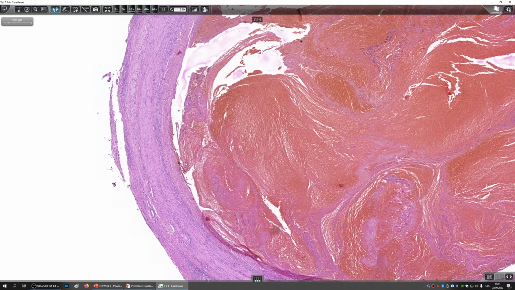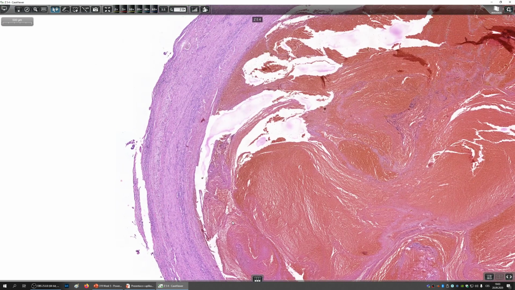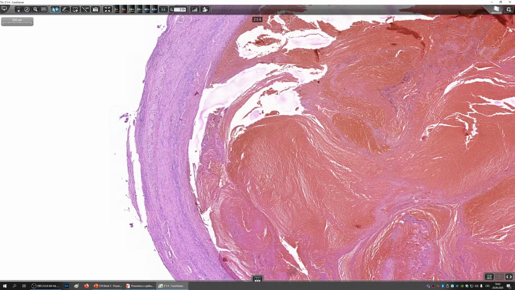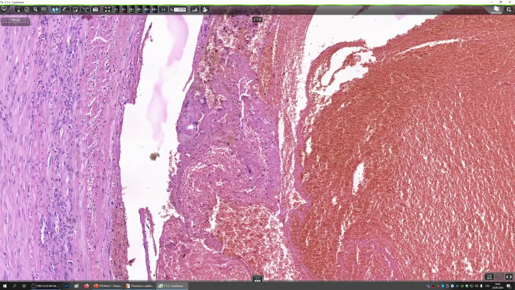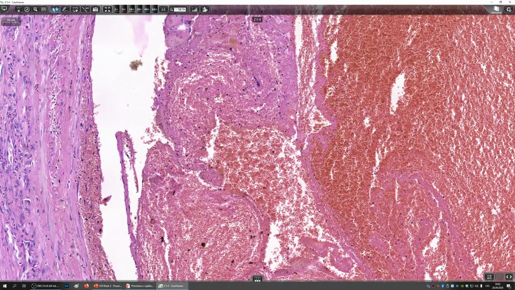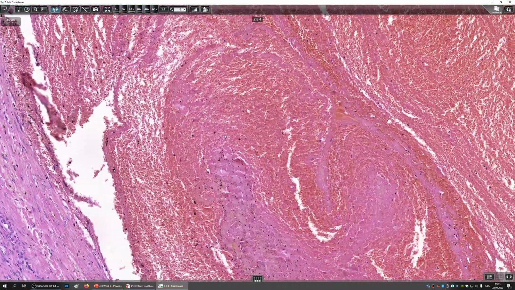So this patient is going to have some symptoms on that limb, but they don't have to have any symptoms at all. There might be unilateral edema, there might be pain upon walking, but there might be nothing. So here we check out the fibrin mesh. Fibrin is pink, is deeply eosinophilic, mesh-like.